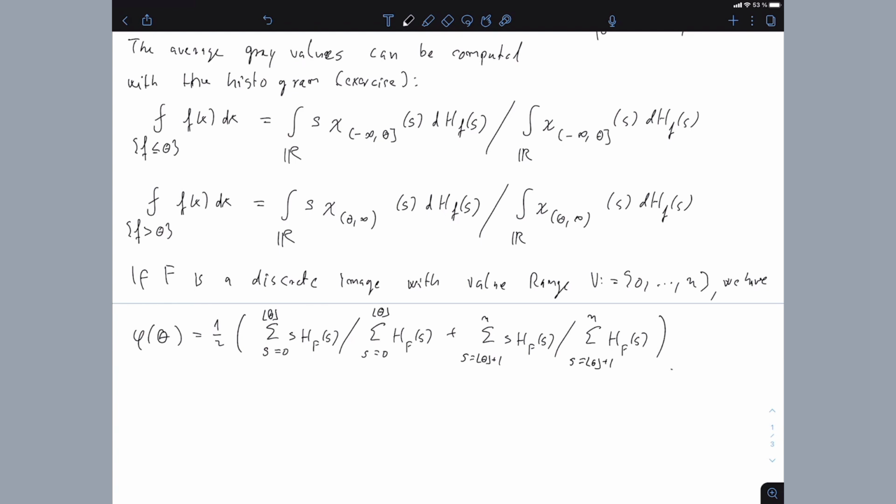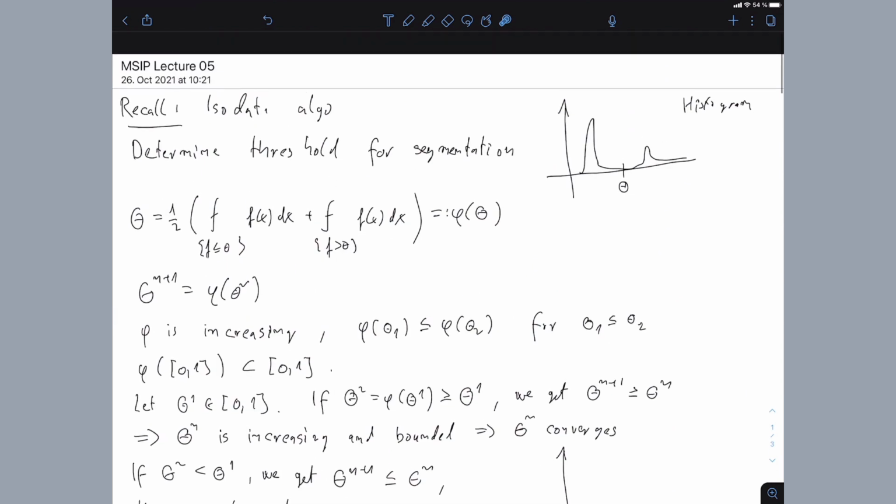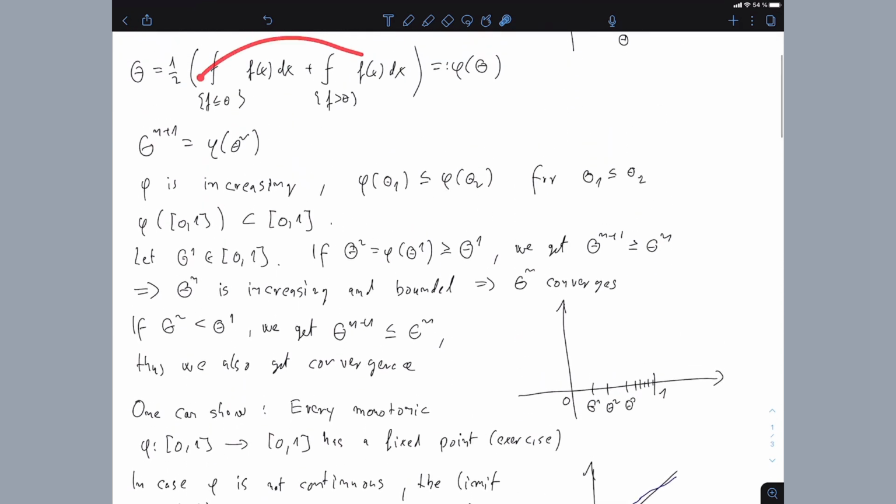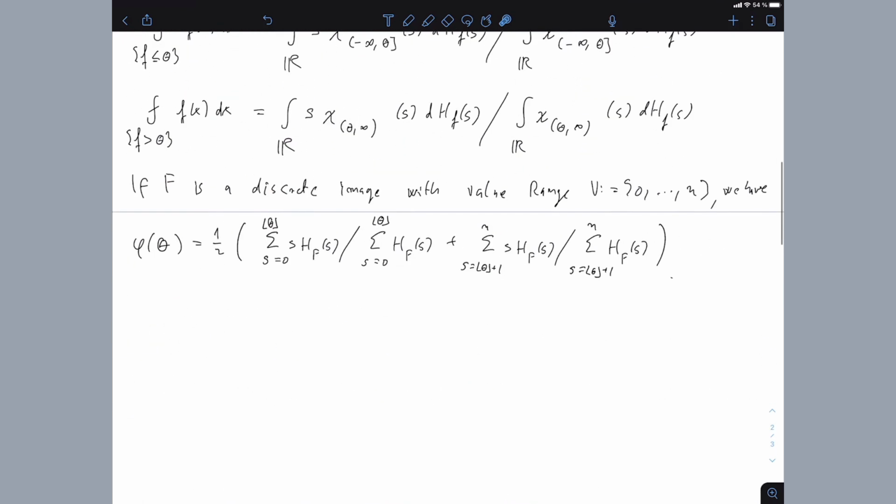Yeah, and this is how you would implement the method. So you first compute the histogram, and then for every theta you evaluate these sums. This is only 1D operations because we are in the histogram space. To compute these integrals here, you would have to do 2D operations because you are in the image space. Okay, so that's all I wanted to tell about the point operators.